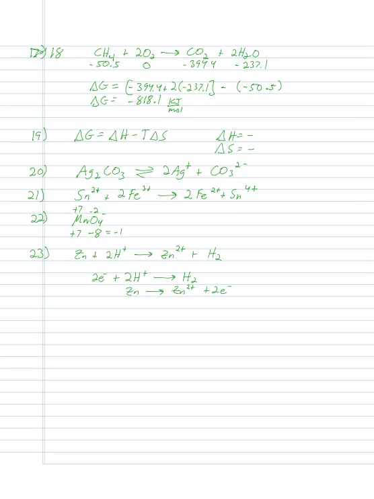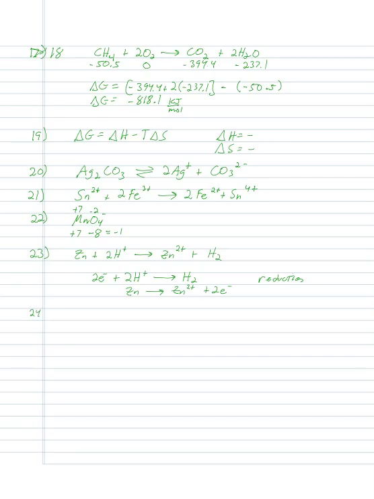Our reduction half reaction is going to be the half reaction that has the electrons in the reactant. Think of it that way: electrons in the reactant, reduction. So this is my reduction half reaction. If you have electrons in the product, that's your oxidation half reaction. Any questions on that?